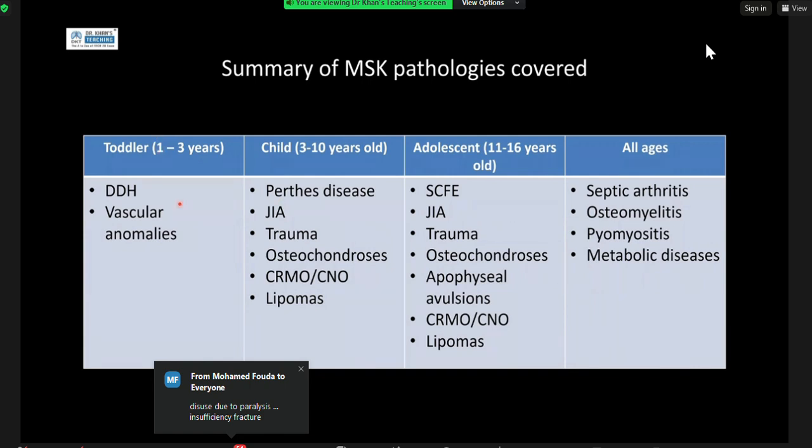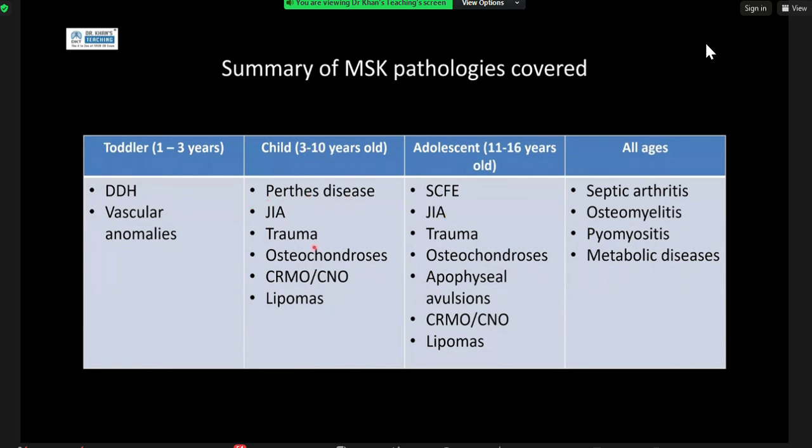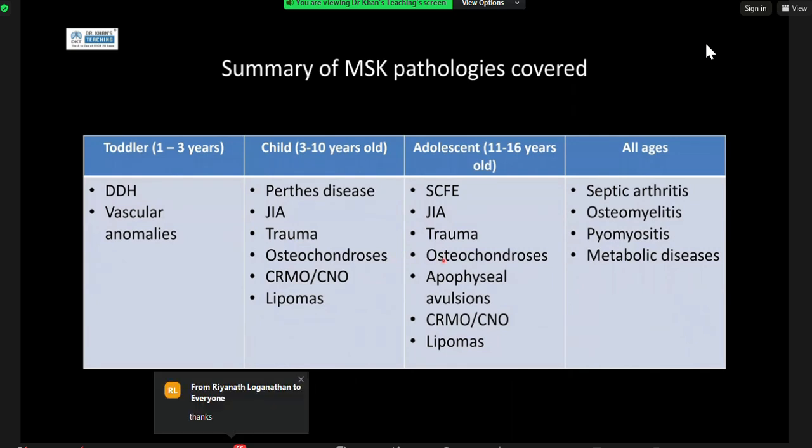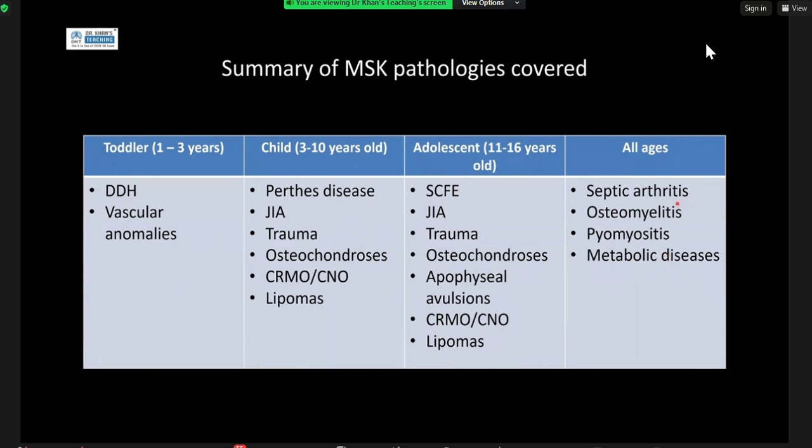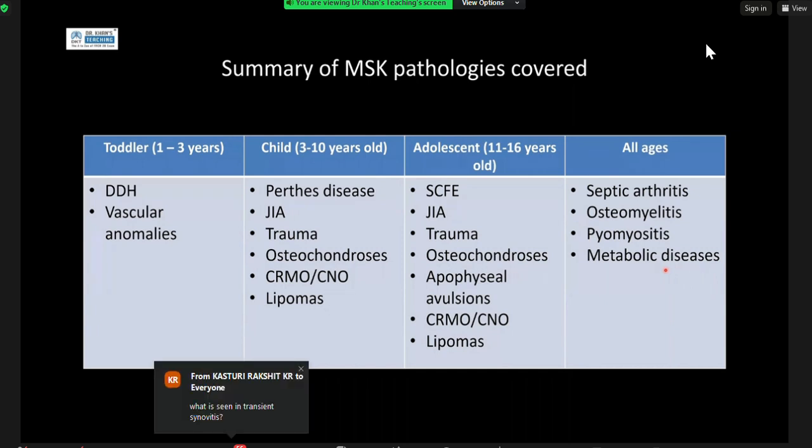Because of the child, okay, the transphyseal vessels. For birthdays, you get it at 4 to 8 or 3 to 10. Of course, JIA happens anywhere under 16. Trauma, you think of avulsion fractures, Tillaux fractures, triplane fractures, your osteochondrosis or osteonecrosis, Perthes, Panner's, Freiberg's and whatnot, CNO, CRMO. Lipomas can happen at any age. And of course, in all the other ages, you think of septic arthritis, pyomyositis, osteomyelitis. What we didn't really cover today is metabolic diseases, but at least we went through some stress fractures and insufficiency fractures.